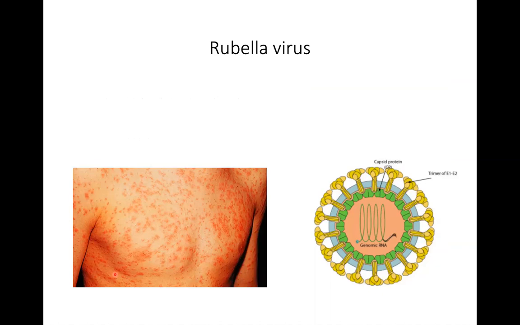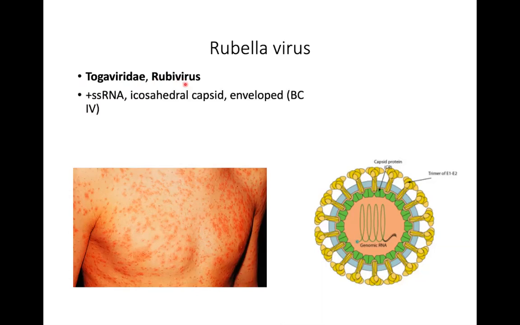And we're going to talk about Rubella virus. This is another part of the MMRV vaccine, Rubella. It's different though. This one belongs to the Togaviridae, genus Rubivirus. It's a positive sense single-stranded RNA virus. It has an icosahedral capsid. So here's our genome, here's our icosahedral capsid in green, and it is enveloped. So it has an envelope with the envelope proteins coming out of it. So it belongs to Baltimore class 4 as a positive sense single-stranded RNA virus.